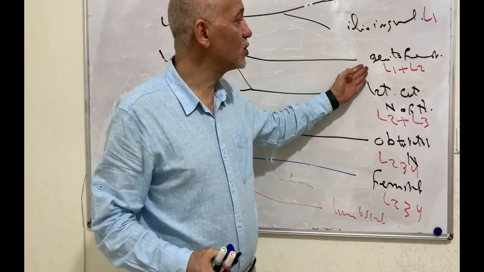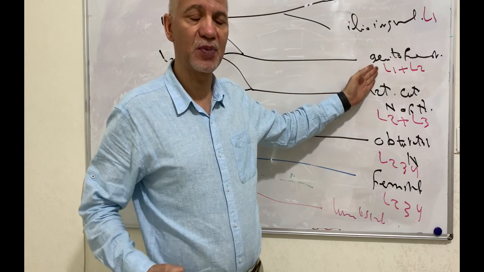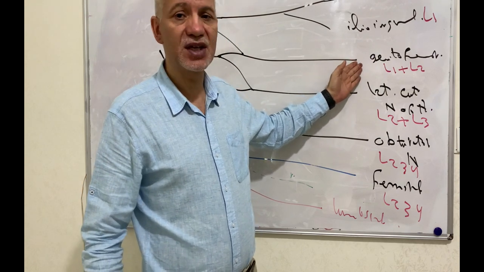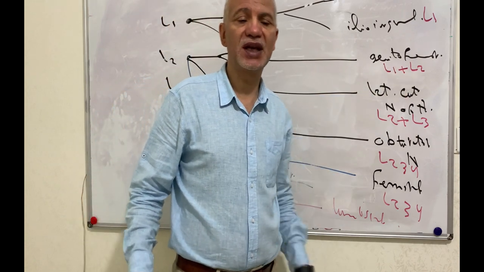The genitofemoral nerve later divides into a genital branch and a femoral branch. The femoral branch descends to supply the lower limb, and the genital branch supplies the external genitalia, scrotum and labia majora in male and female.